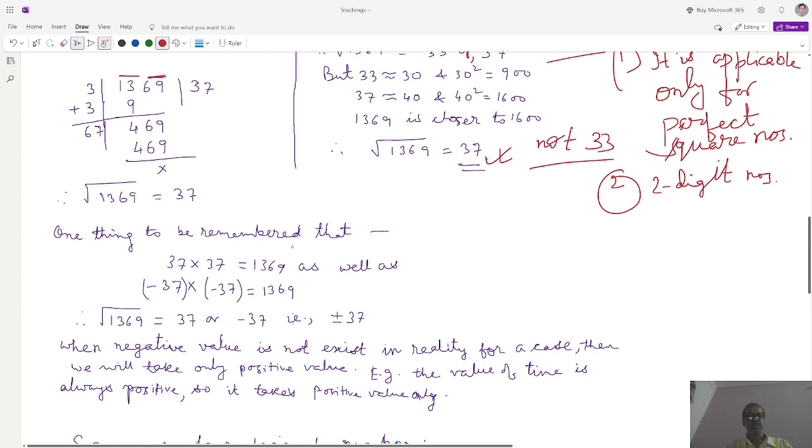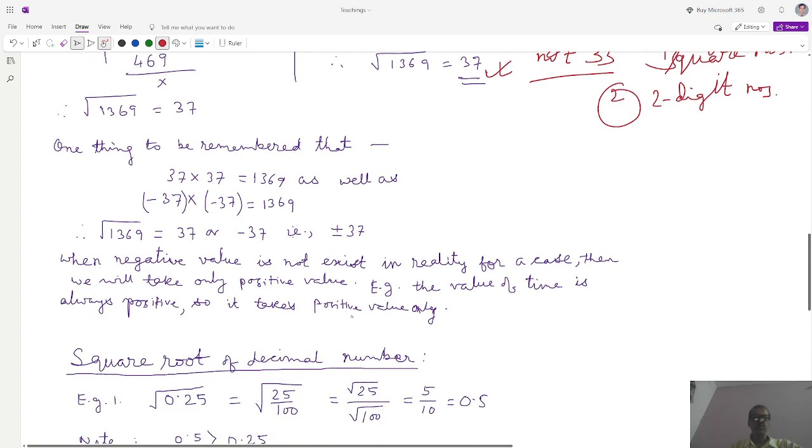One thing to be remembered, that 37 into 37 equals 1369, as well as minus 37 into minus 37 equals 1369. So root over of 1369 equals 37 or minus 37. That is, it may be written as plus minus 37. When a negative value does not exist in reality for a case, then we will take only the positive value. Example, the value of time is always positive, so it takes a positive value only.